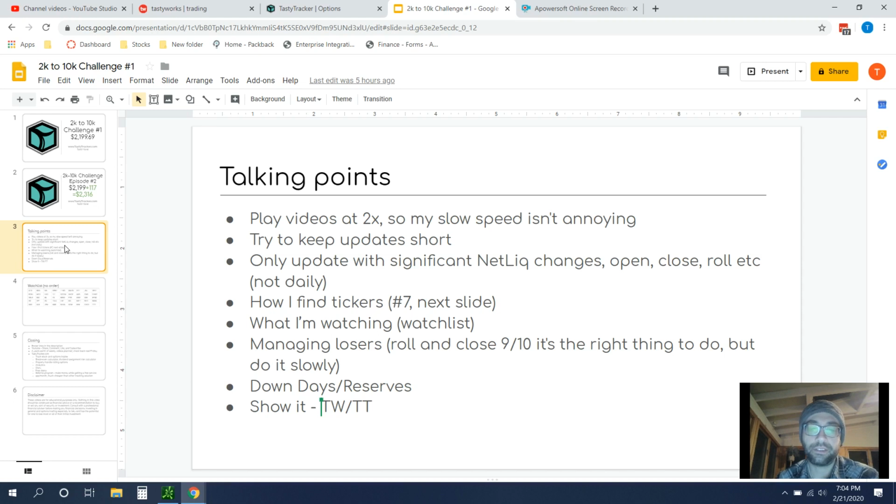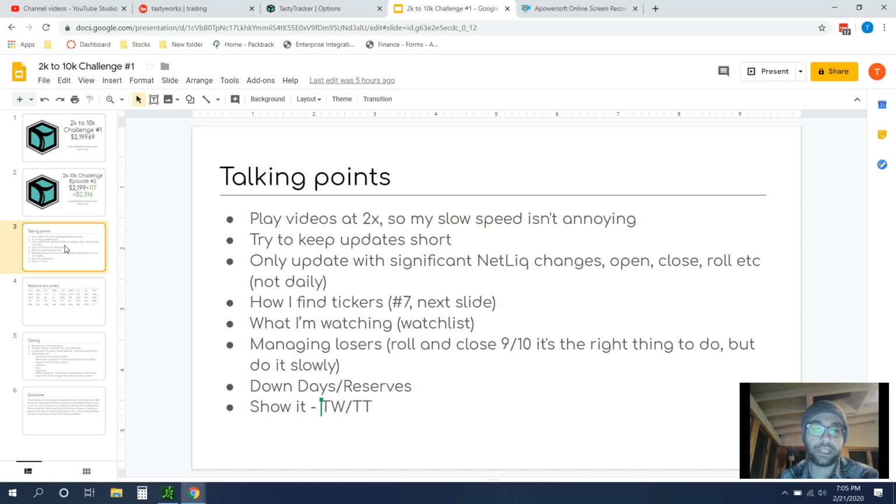The other thing is the positions don't move that much with this style of trading. So I can put a position on and it will literally stay at that exact same point for a day or two before it starts to move in my favor. So you'll see that when I go over the plays in a second here.